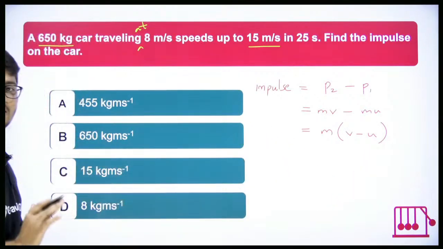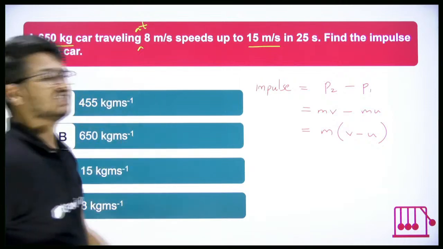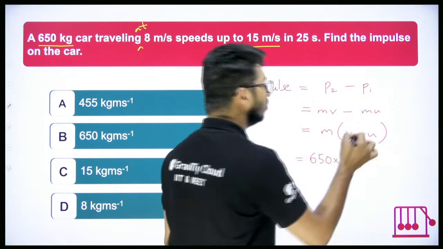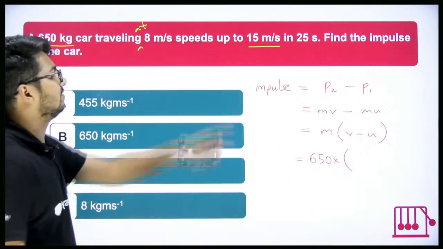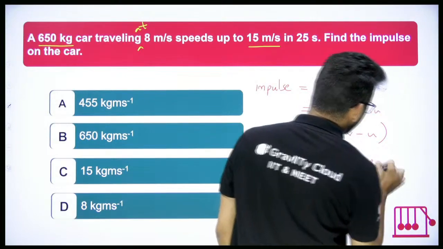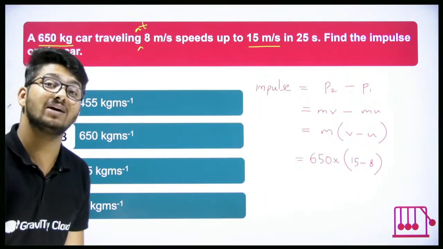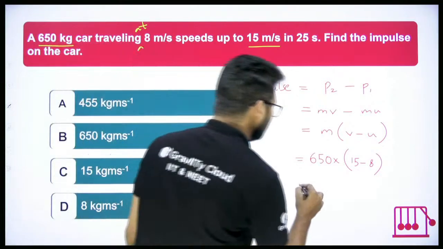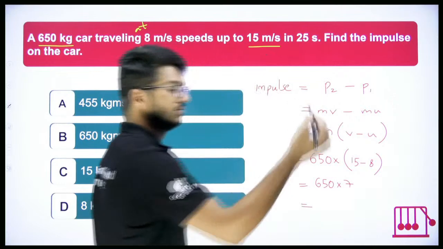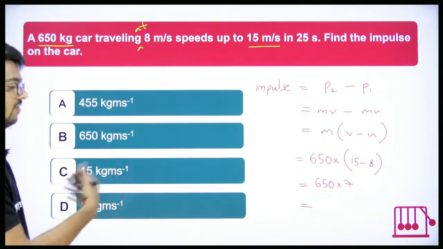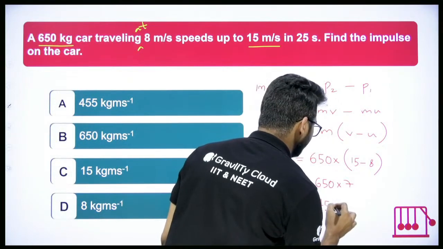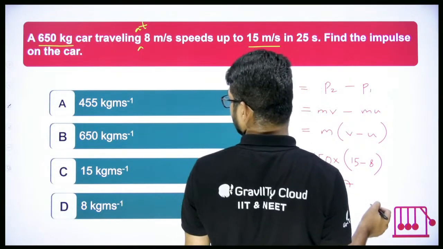Simple calculation. Now what is mass? 650 kilogram, into (V minus U). What is V? 15. What is U? 8. 15 minus 8 is 7. So it is 650 into 7. You can do the calculation: 7 5s are 35, 3 carry 7 6s are 42, 42 plus 3 is 45. So 4550.